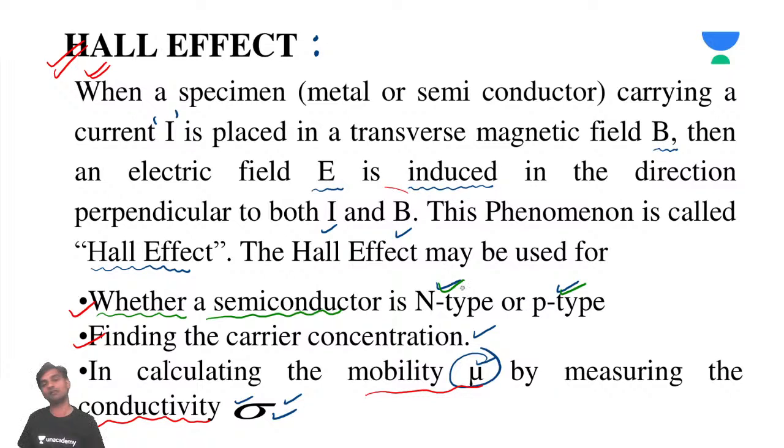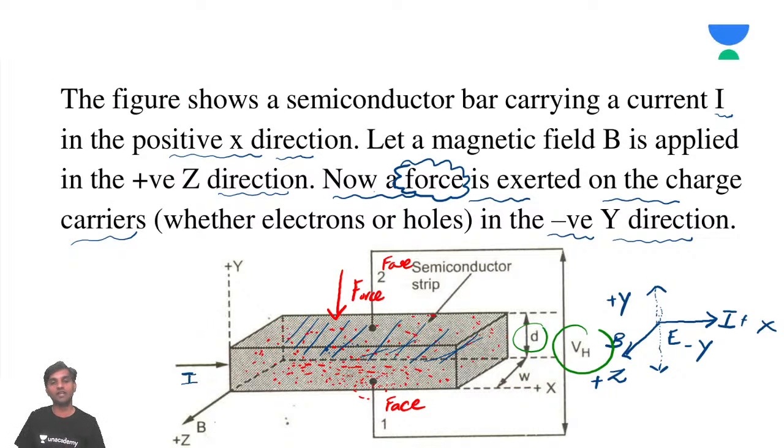What is the importance of the Hall effect? It tells whether the given semiconductor is N type or P type. To find whether the given semiconductor is N type or P type is very important, and the Hall effect explains how to do it. You can also find the carrier concentration using the Hall effect, and then you can calculate mobility by measuring conductivity. This is a very important thing about the Hall effect, and we discussed how it helps us.